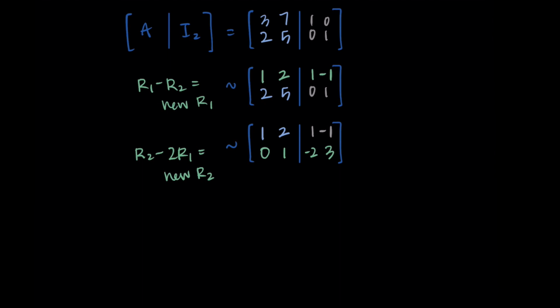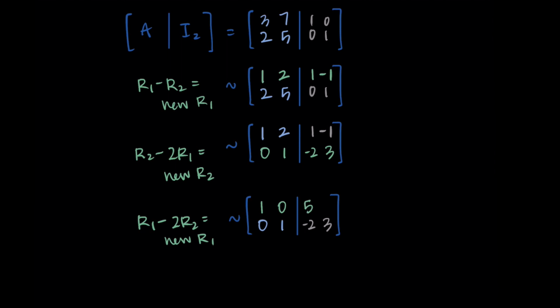Alright, so we're almost there. We just need to make that 2 into a 0. So to do that, I'm going to take the first row and subtract 2 of the second row. So I'm doing 1 minus 0 is 1, 2 minus 2 is 0, 1 minus a negative 4 becomes 1 plus 4 or 5, and then negative 1 minus 6 is negative 7. So my new first row is 1, 0, 5, negative 7.